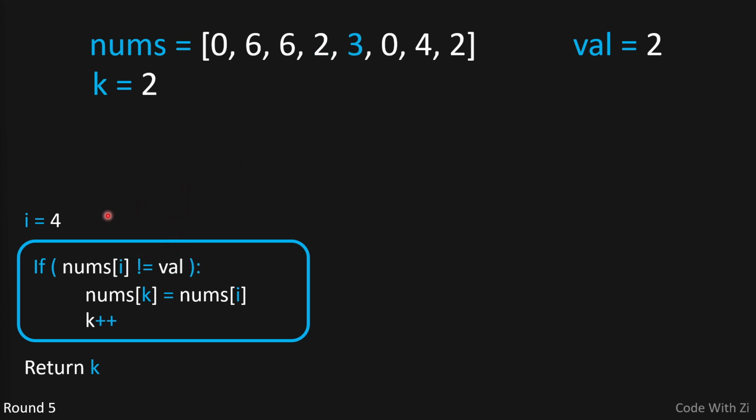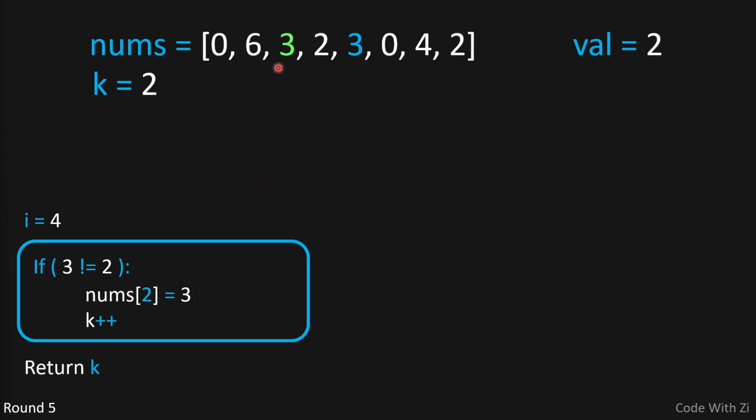In our fifth round, our I is going to be equal to 4, and it's pointing to this number here. So we're going to say is nums of I, meaning 3, not equal to 2? Well, as you can see, this statement is correct. 3 is not equal to 2, so we're going to enter our if statement, and we're going to say the number at the index of k, which is this number here, as you can see, because k is 2, so nums of 2 is going to be this number, should be equal to the number that we want to keep, like so. So we're going to put this 3 here.